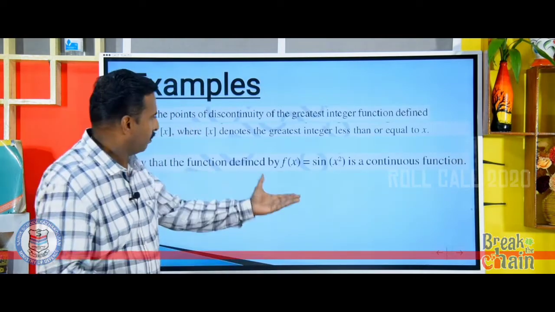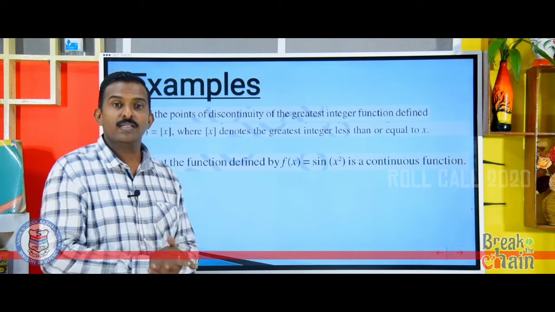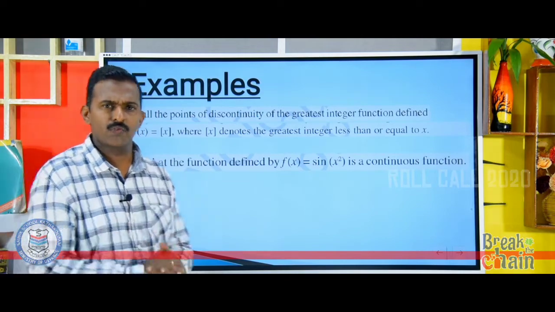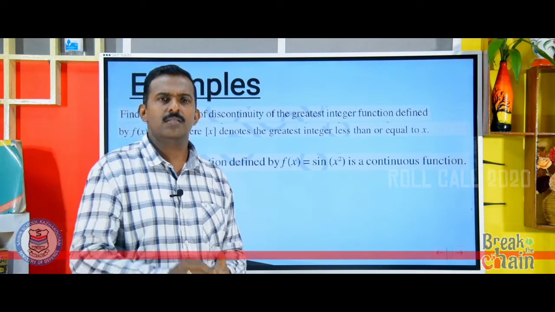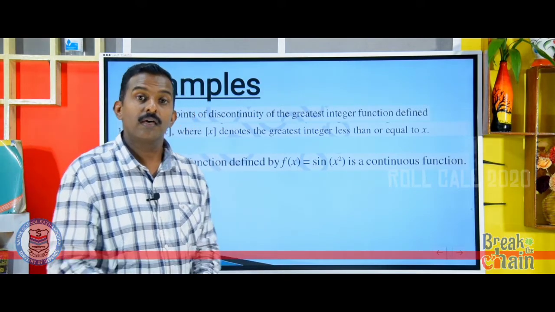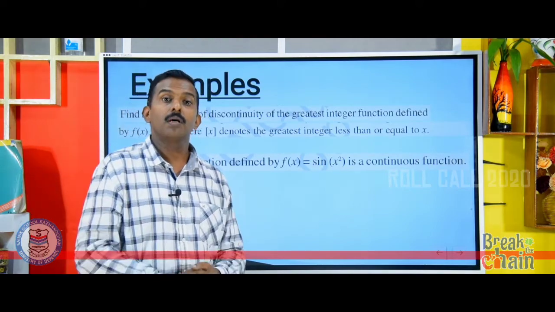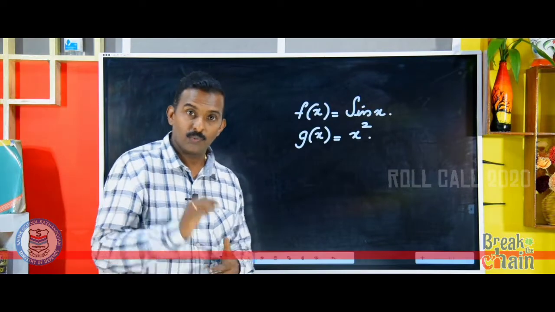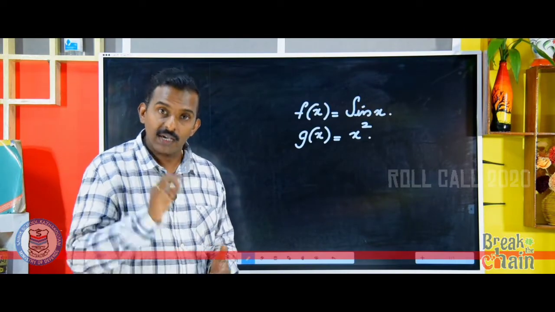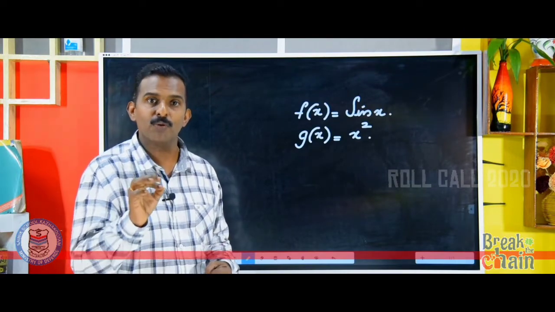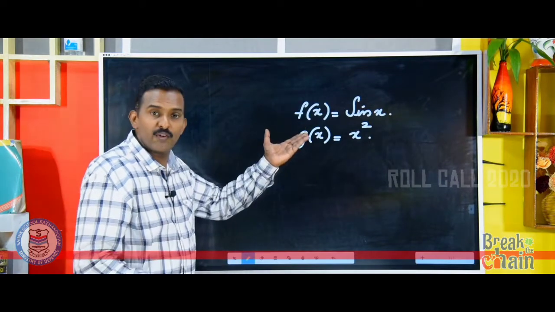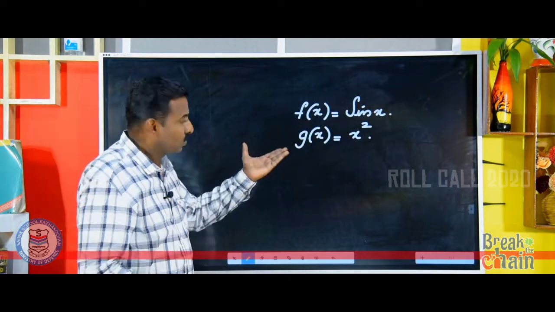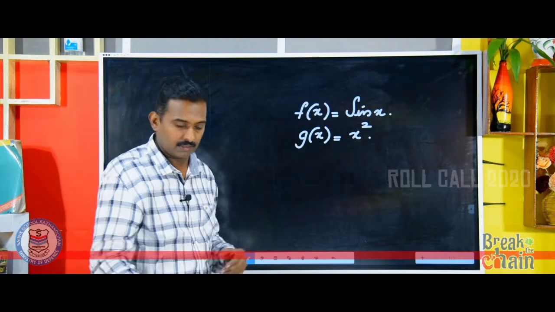Now the second example, f of x equal to sine of x square. Is it a continuous function? Yes, think about it. Yes, it is a continuous function, because it is a composite function. Sine of x square is a continuous function because it is a composite function. If you take f of x equal to sine x, g of x equal to x square.